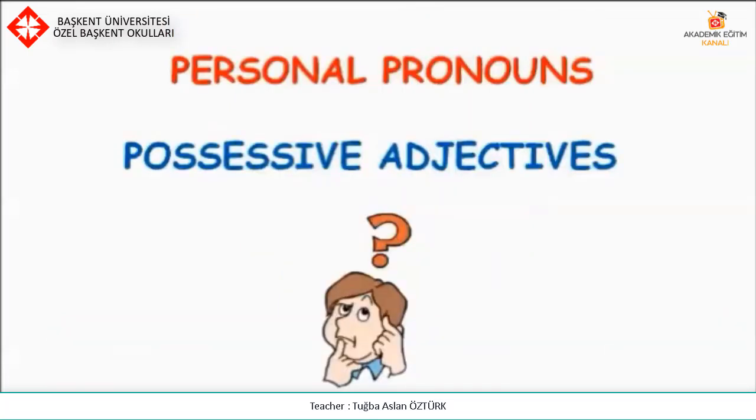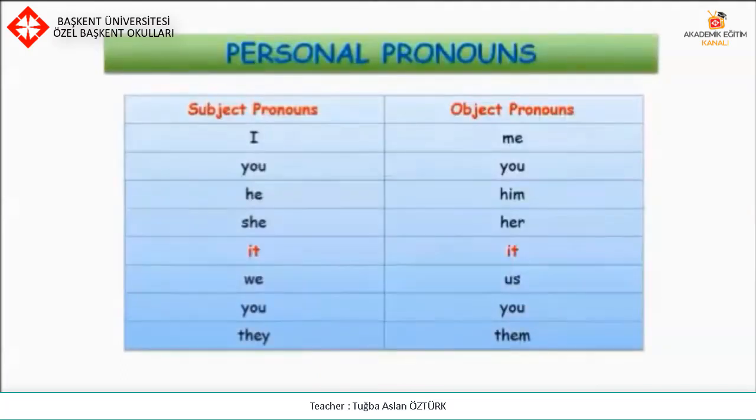Now we will go on with personal pronouns and possessive adjectives. Here you can see subject pronouns and object pronouns. Subject pronouns in English are I, you, he, she, it, we, you, and they. Object pronouns are me, you, him, her, it, us, you, and them.